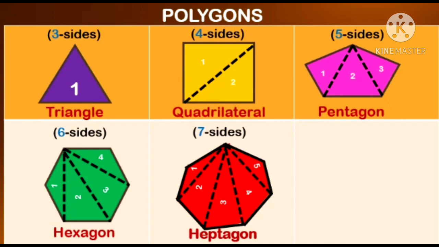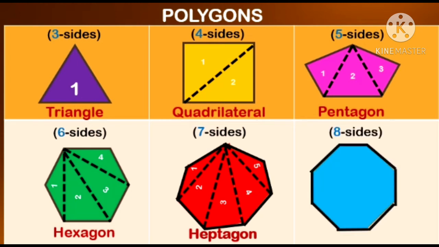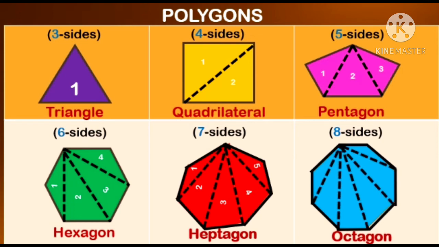Then one more is there, an 8-sided closed figure. It's called an octagon. Taking a vertex and joining it with the opposite vertices, we can make 6 triangles here. That means an 8-sided closed figure has 6 triangles. Here number of sides minus 2 equals 8 minus 2. That is 6 triangles. Okay children, understood?